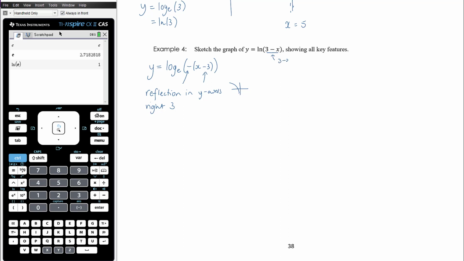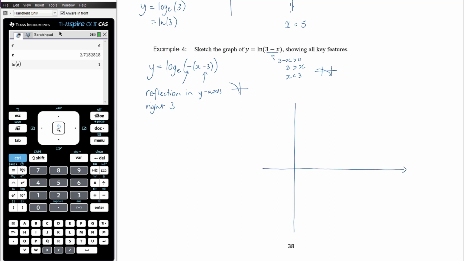You know that 3 minus x has to be bigger than 0, and so 3 has to be bigger than x, which means x must be less than 3. So therefore your domain, your asymptote's going to be at 3, and your graph's going to go back here to the left. Okay, so we should be able to draw in our axes.